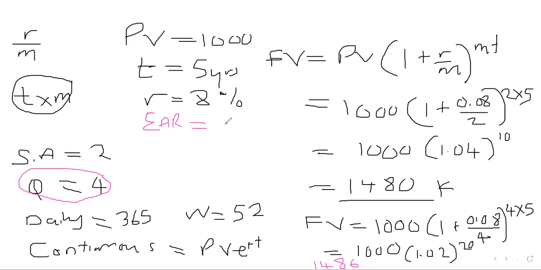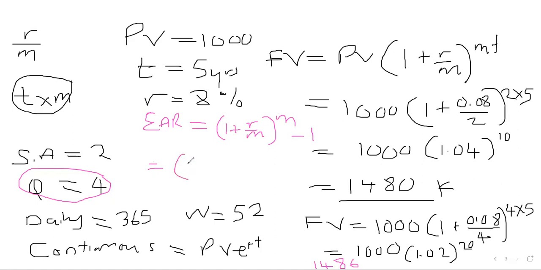Effective annual rate if it's compounded: open bracket, 1 plus R over M, close bracket, to the power M, minus 1. Correct. The mistake people make is to add a T there.